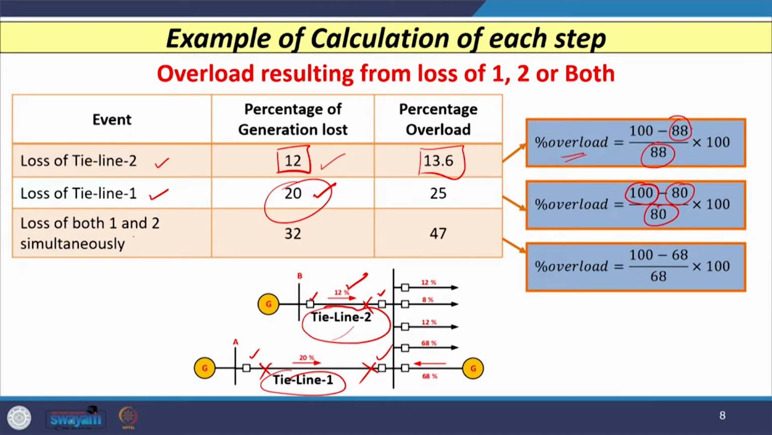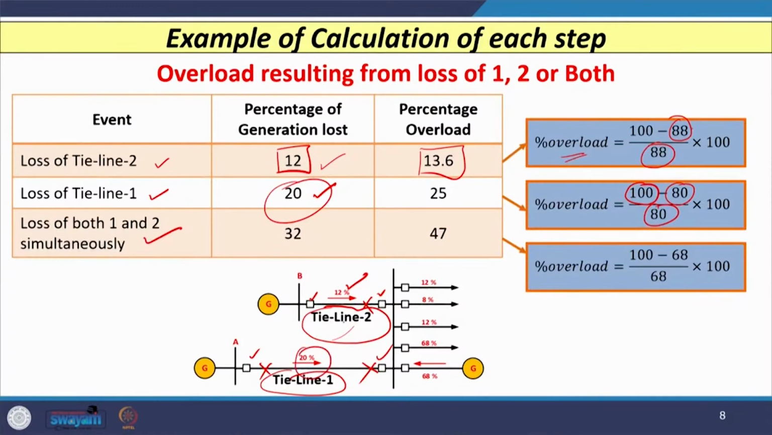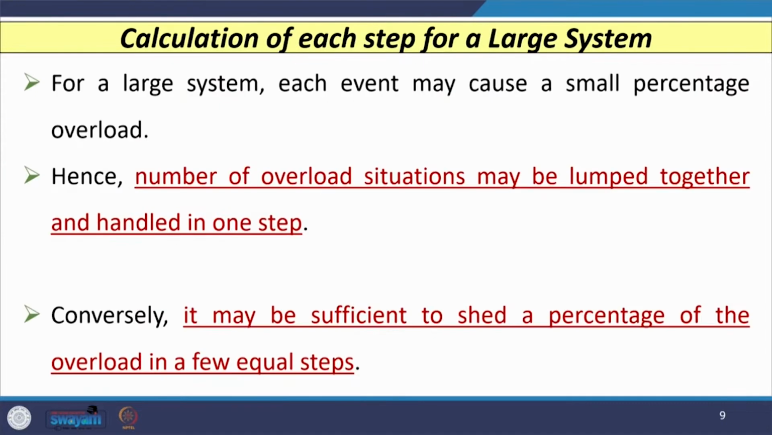And in the third case, when both tie line 1 and tie line 2 open simultaneously, then the addition of 20% plus 12%, that is 32%, is not there, and based on that, 100 minus 32 is 68%. If you put it here, you will have the percentage overload value of 47%.